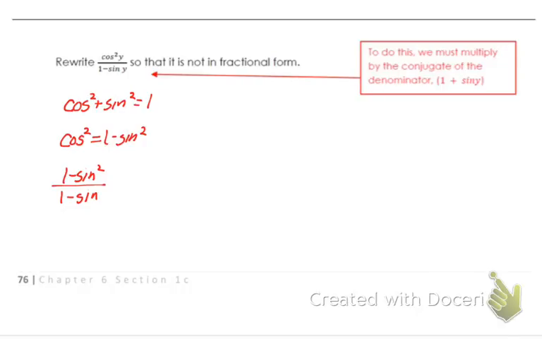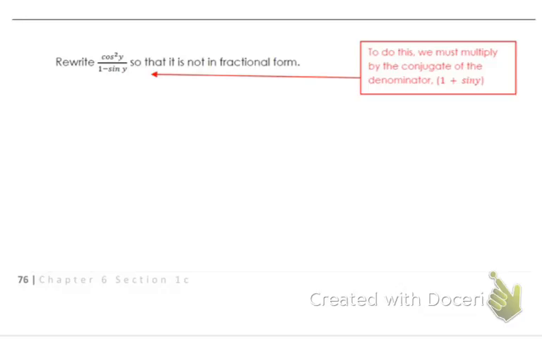So if you were ever stuck with a fraction, and you can't quite get rid of it, no matter how you manipulate it, and you have something like 1 minus sine y, or 1 plus sine y, or 1 plus cosine y, something like this, we're going to think about a perfect square. And what's going to help us with that is multiplying the denominator by its conjugate. So if I can't do anything else, we're just going to multiply the denominator.